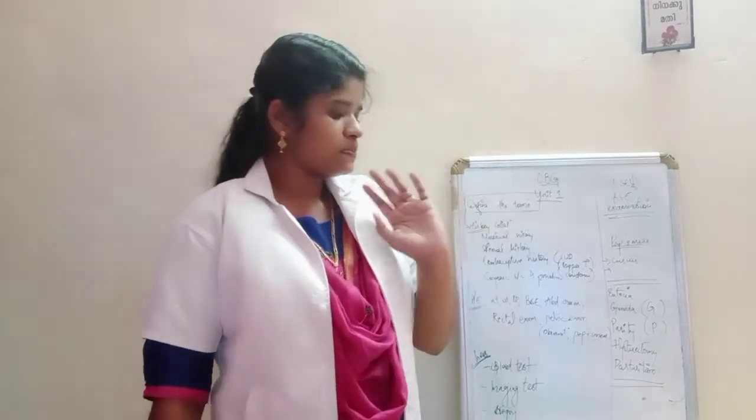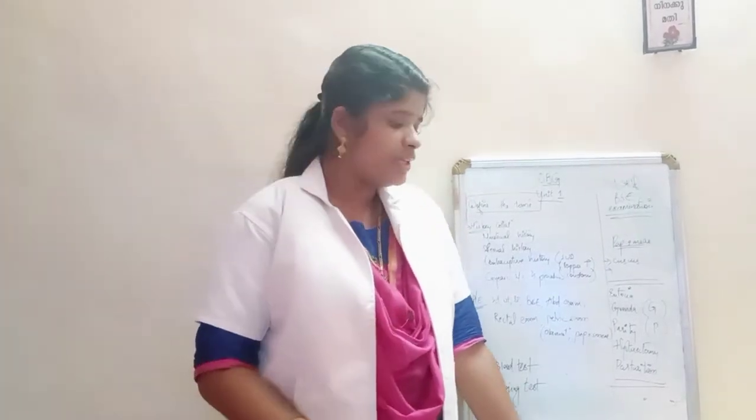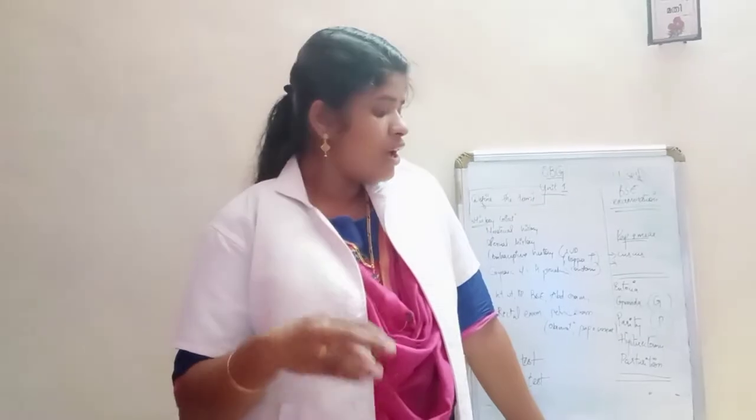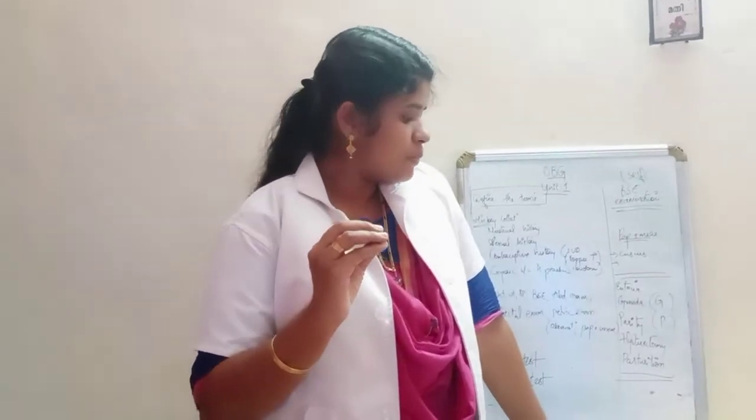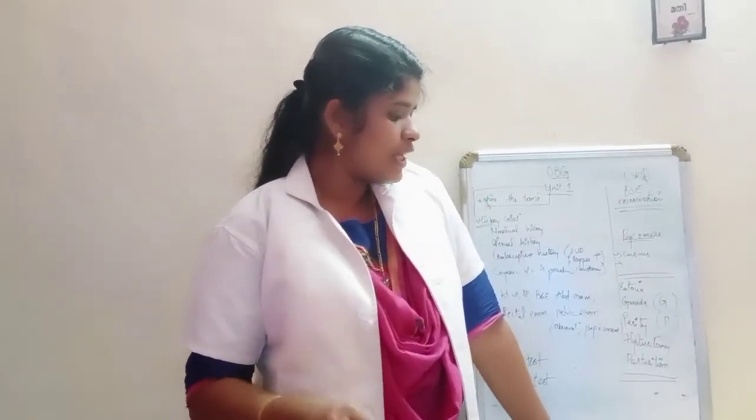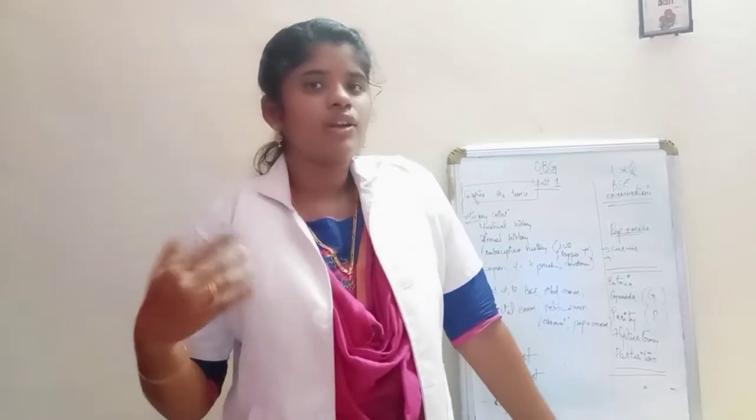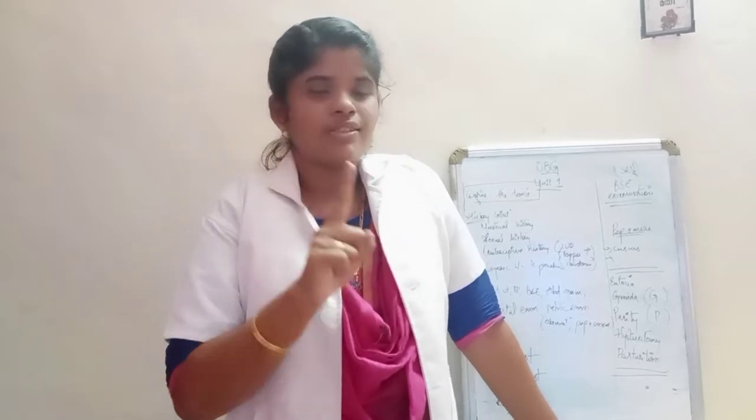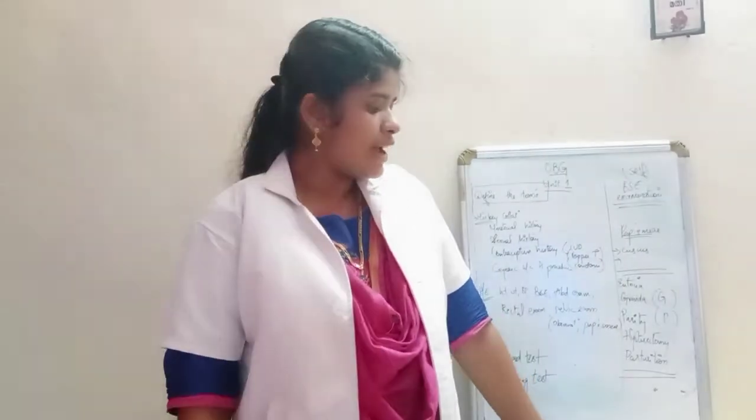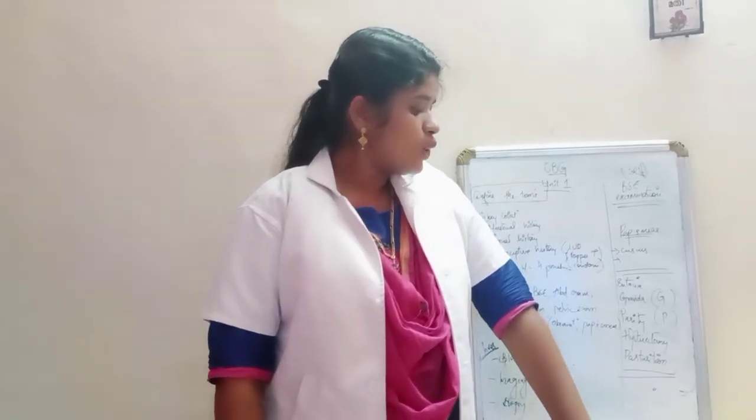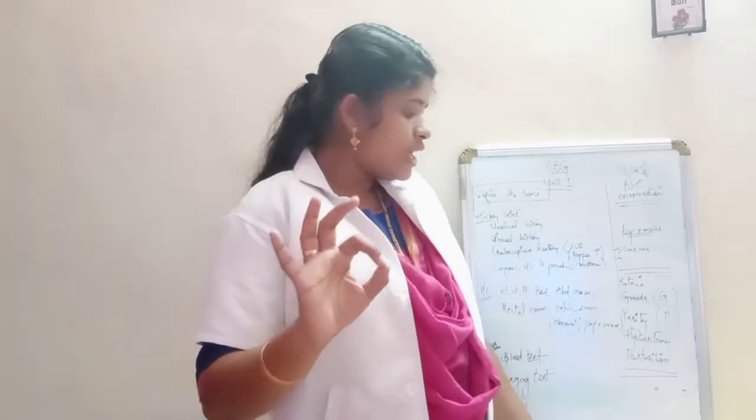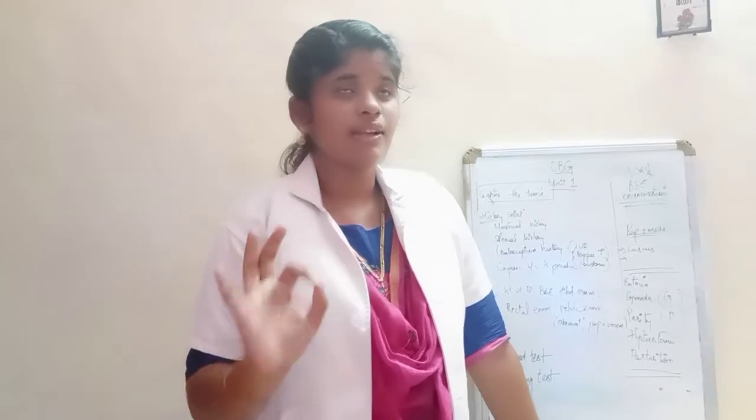Next one is gravida. Gravida is a medical term which describes the total number of confirmed pregnancies, meaning live births. How many children? Some people say, no, I have 2 babies and 1 got expired. Okay, that is not considered as gravida. 2 live babies is considered as gravida. That is known as gravida.